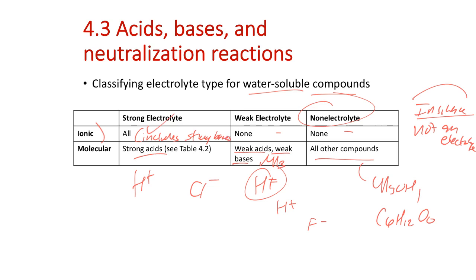So if you're looking at this chart going where the strong bases are, they're already considered in the category of water-soluble ionic compounds, because a strong base is just a water-soluble ionic compound containing hydroxide ion.